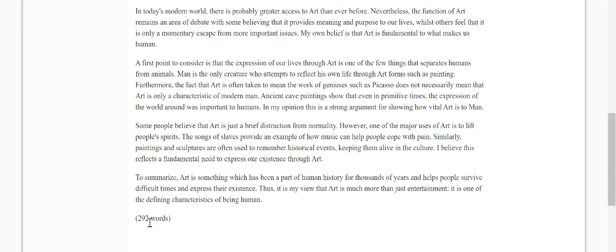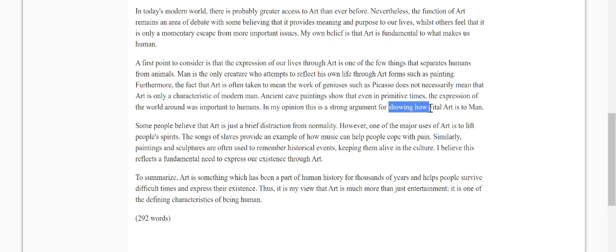Ancient cave paintings show that even in primitive times, primitive در زمانهای اولیه، قرون اول times, the expression of the world around was important to human. In my opinion, this is a strong argument for showing how vital art is to man. How vital art is to man.